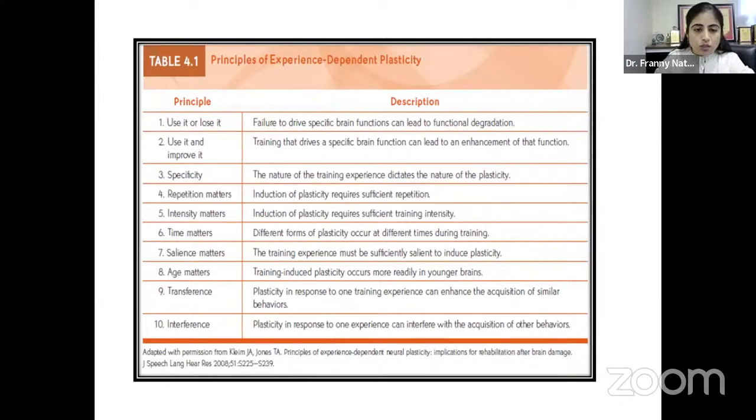The ninth principle talks about transference. Plasticity in response to one training experience can enhance the acquisition of similar behaviors. Like we discussed, if we are training the patient for sit to stand, the patient does perform, let's say, 50 sit to stands in the clinic in our presence, but is not able to perform a single repetition at home. That means transfer of training is not really taking place. So the treatment should be such that you actually look for the transfer of training taking place, so that in the absence of the therapist or in some other environment, when the environment is changed, the patient is able to perform the same activity.